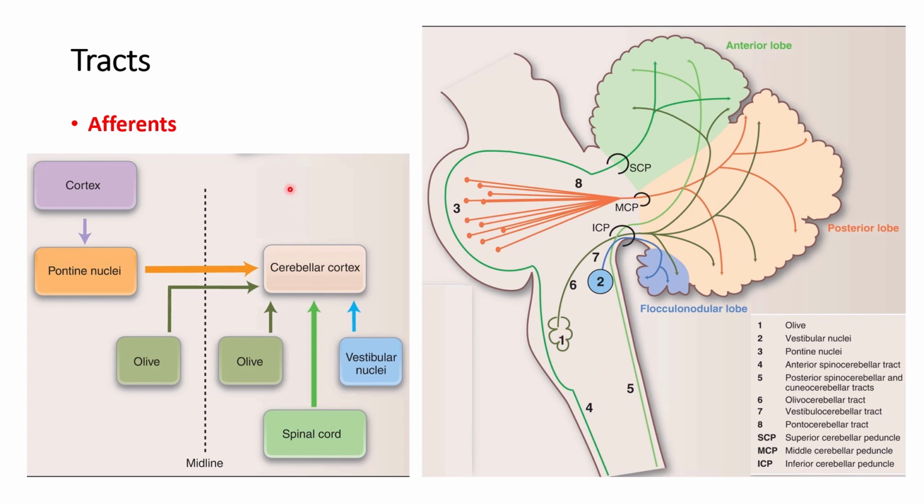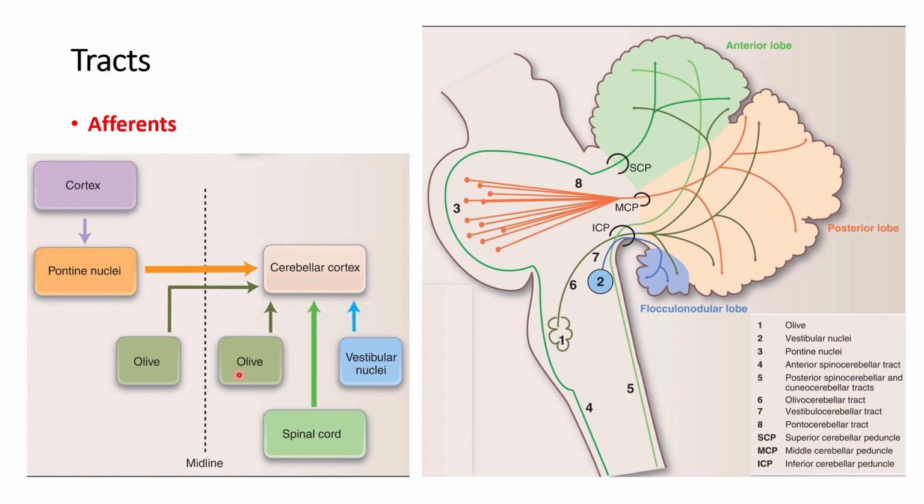This is a diagram of some of the fibers that are staying on the same side or crossing the midline, going to the opposite side. So this is the cortico-pontine tract coming from the cortex, going to the pons and crossing the midline, and this is through the middle cerebellar tract and goes to the cerebellar cortex.